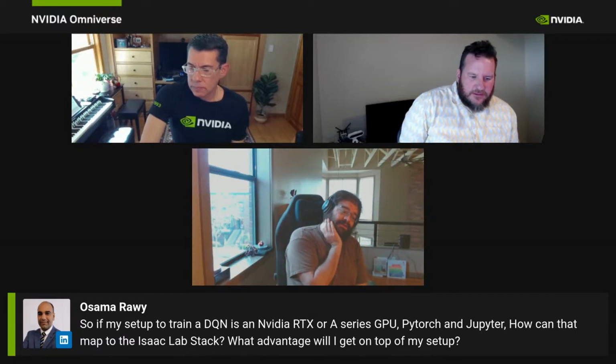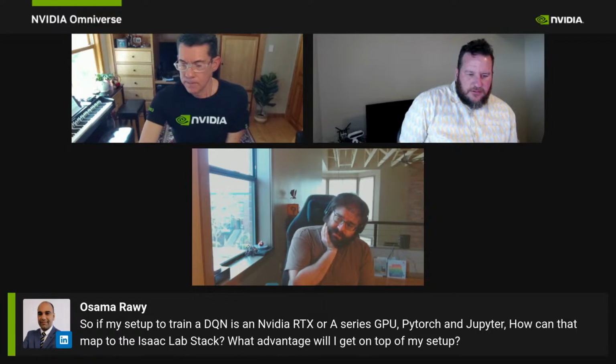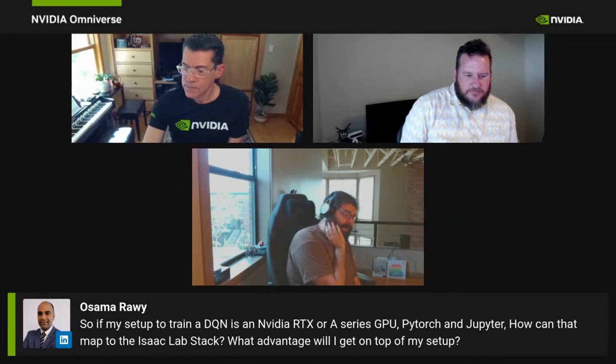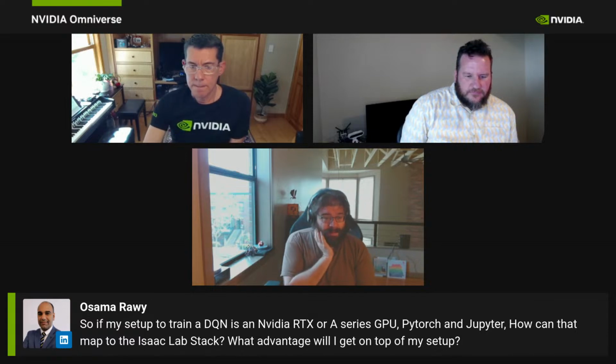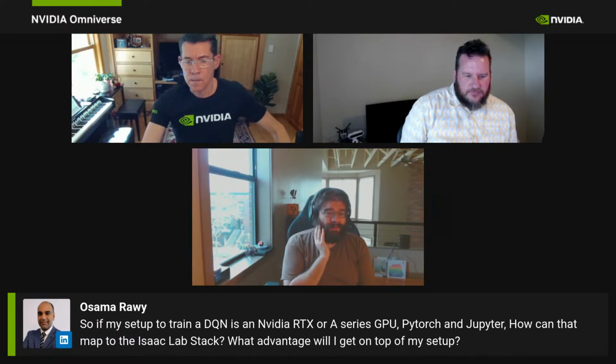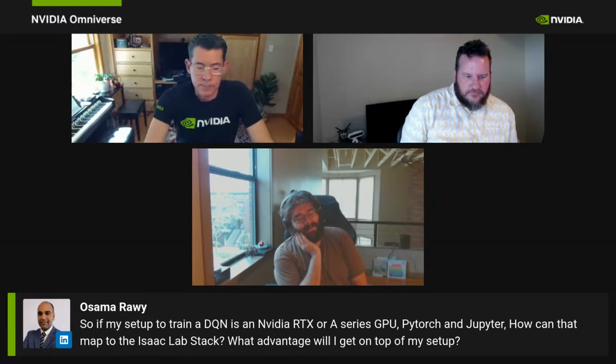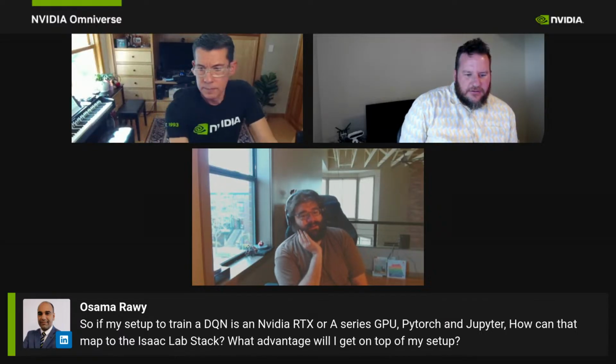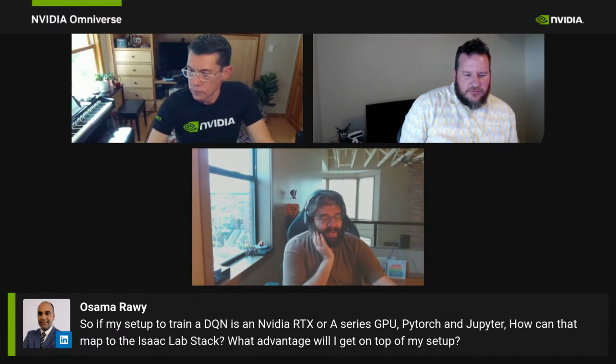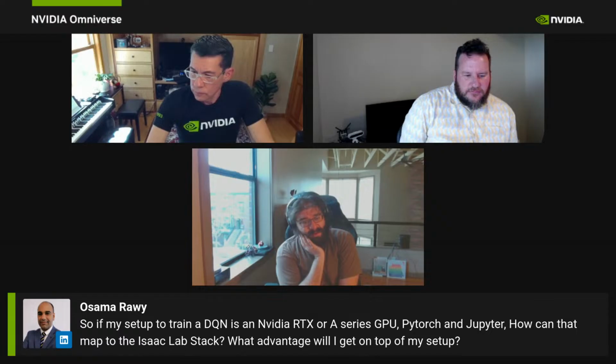So DQN is a specific algorithm. I don't know if it's immediately supported by any of the frameworks that we currently have because it's an older algorithm. Like, they're way better. DQN has all kinds of caveats and tricks that you have to pull to get it to not over-exaggerate the value estimation.